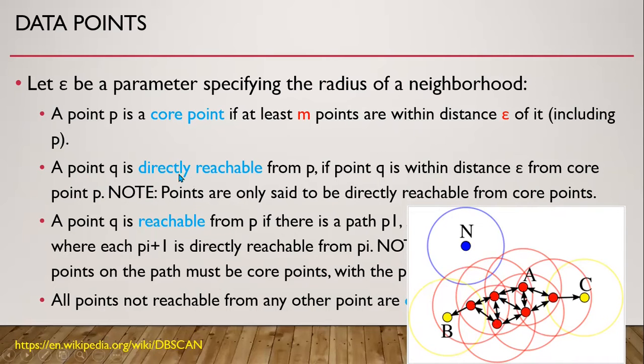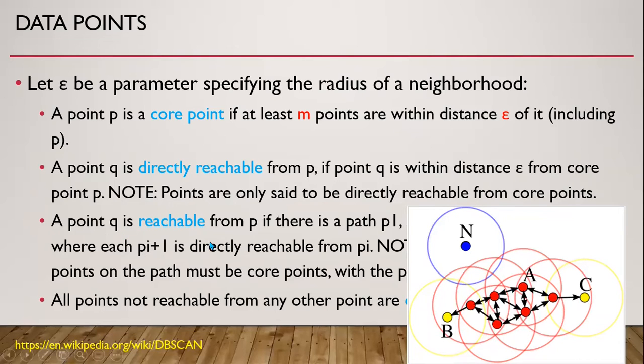A point Q is directly reachable from point P if point Q is within the distance of epsilon from core point P. Note that points are only said to be directly reachable from core points. So B is directly reachable from this core point, and C is directly reachable from this core point. And these two core points are also directly reachable.